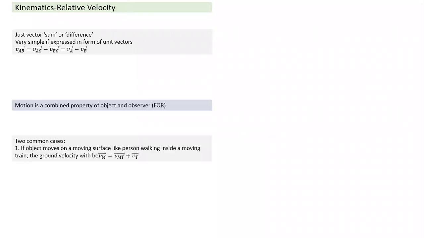Okay, so we'll continue. Motion is a combined property, with frame of reference and all. In case of one-dimensional motion, we come across two common cases. What are the two common cases we come across? That's what we're going to do in the later part. The first is when an object moves on a moving surface, so its ground velocity is different.